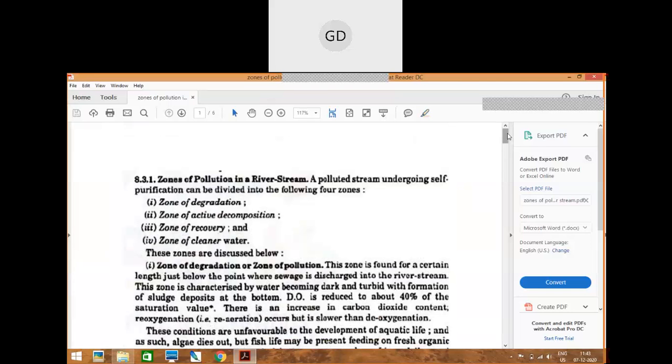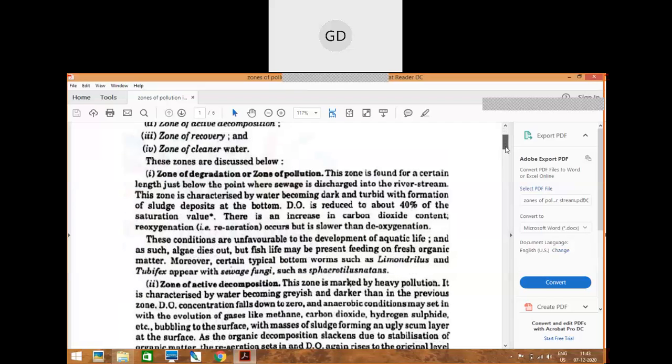This one is the zones of pollution in a river stream. When the river is polluted with the discharge of sewage effluents, this river stream undergoes certain zones. The river which is undergoing self purification has 4 zones. Number one is the zone of degradation, number two is the zone of active decomposition, number three is the zone of recovery, and number four is the zone of cleaner water.